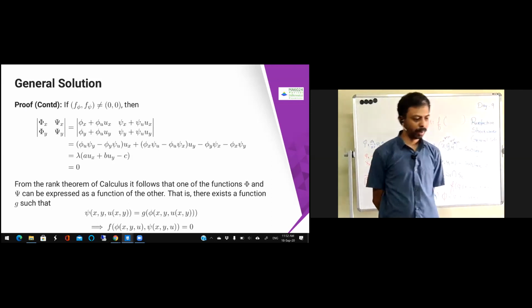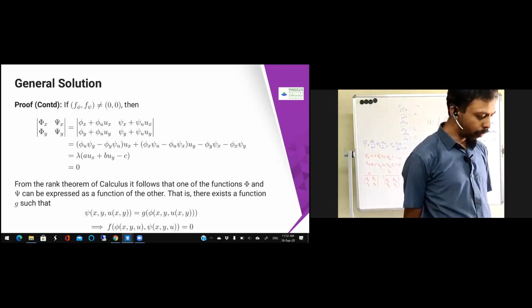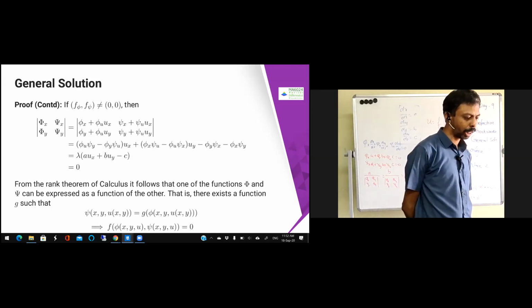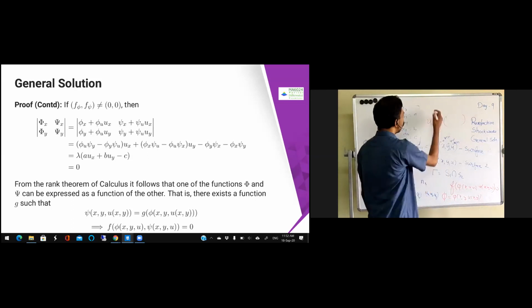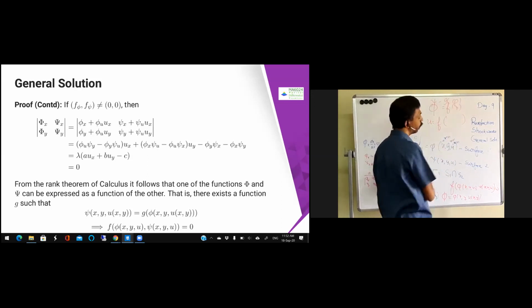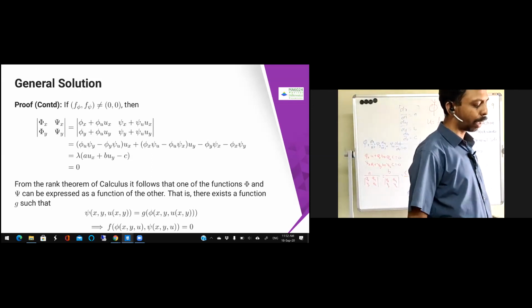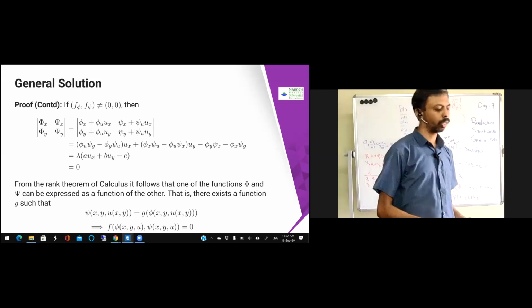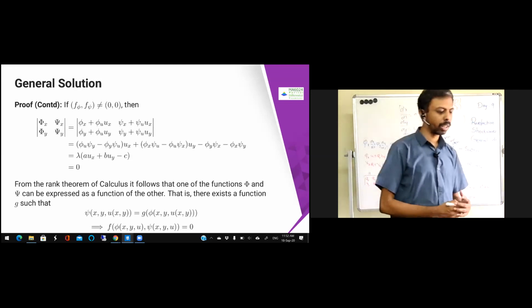So from the rank theorem of calculus, one of the functions, either pi or psi, can be expressed as a function of the other. Means I can write pi as some f of psi, or I can write psi is equal to some g of pi. So now I am writing psi equal to g of pi. One can be expressed as the other. Because what is it meaning actually? Pi x, psi x, pi y, psi y equal to 0 means what?